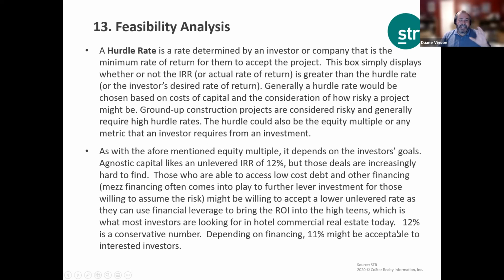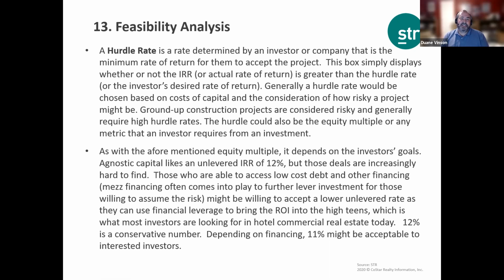Now we're in box 13, our feasibility analysis. A couple of things we want to talk about here. Of course, the first one is the hurdle rate. The hurdle rate is the rate determined by an investor or a company that is the minimum rate of return for them to accept the project. This box simply displays whether or not the IRR is greater than the hurdle rate.